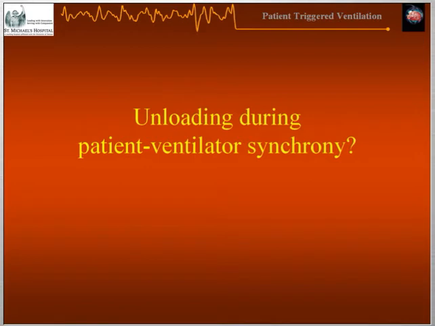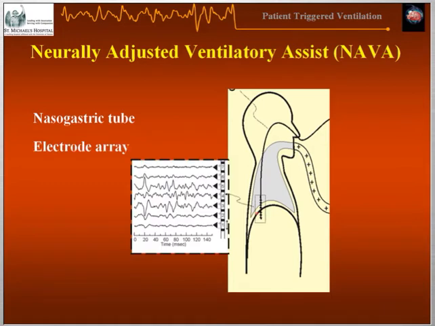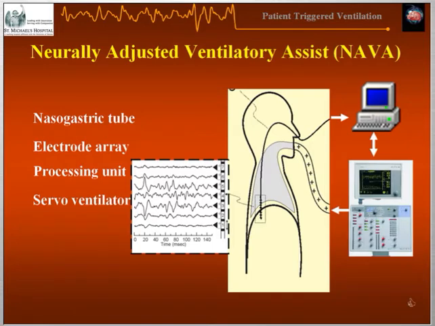Unloading during patient-ventilator synchrony, though, becomes a different issue. To show this, I want to show some work we've done in Toronto, using neurally adjusted ventilatory assist. The system uses a nasogastric tube to measure diaphragm electrical activity, which is illustrated here. It sends the signal to a processor. The processor controls the ventilator, which feeds back the pressure to the patient.